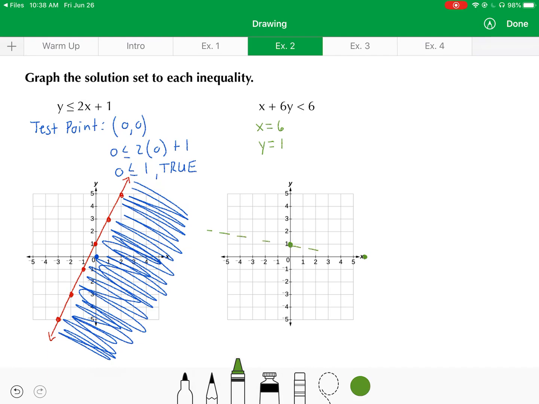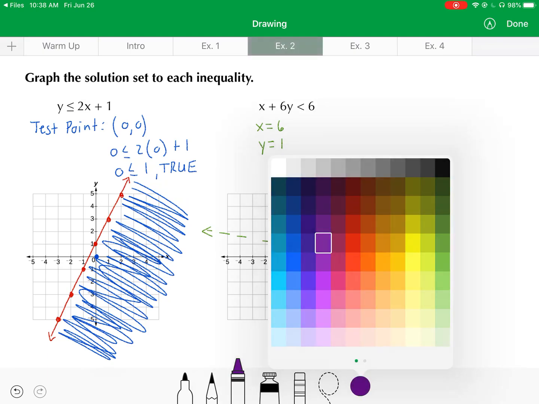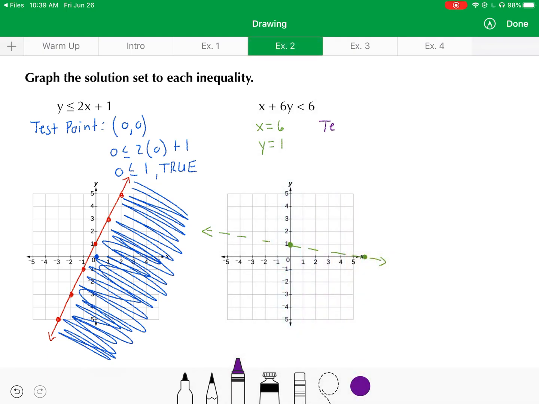The reason I'm using a dashed line is because if you notice the inequality, it doesn't include the equal sign, right? x plus 6y is just less than 6. It's not less than or equal to 6. So the points on this line are not actually part of the solution set. Okay? So now I'm going to pick my test point. I can use the origin again.